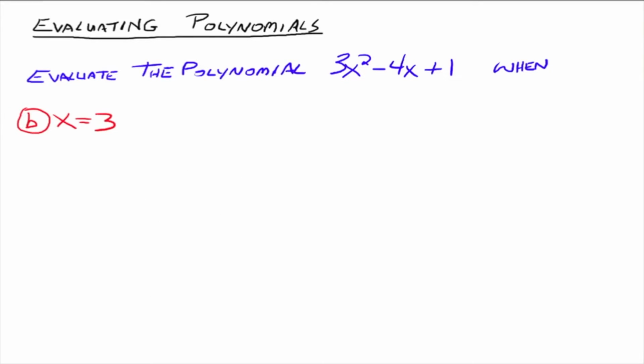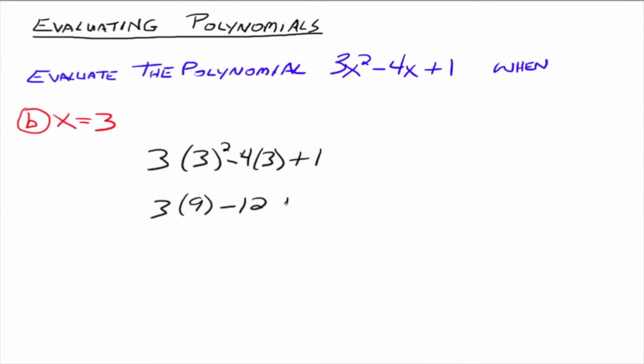Same expression, but this time when x is 3. So now we're going to plug 3 in wherever we see an x. So 3 times 3 squared minus 4 times 3 plus 1. 3 squared is 9. Minus 4 times 3 would be minus 12 plus 1. 3 times 9 is 27. 27 minus 12 plus 1. So 27 minus 12 is 15. 15 plus 1 is 16. So the value of this same expression is 16 when x is 3. So can I get the idea?